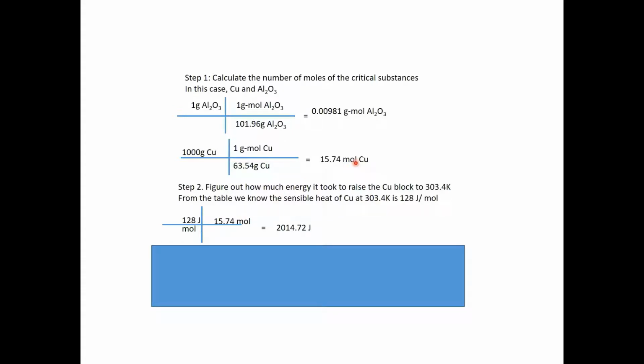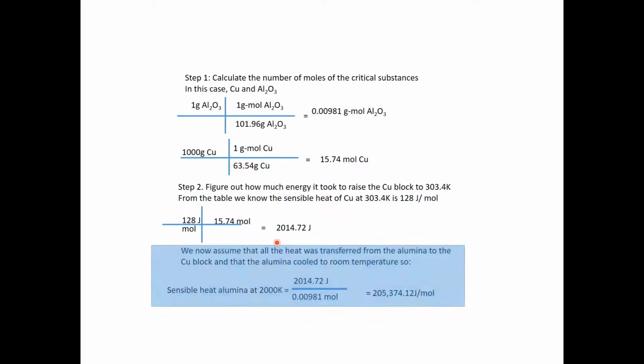We know how many moles of copper we have, so we can calculate the total heat given by this alumina block to the copper block. So we multiply that by 15.74 moles, which is our calculated moles of copper, and we get a total enthalpy change of 2014.72 joules. So now we can assume that all the heat was transferred from the alumina to that copper block, and that the alumina cooled to room temperature.